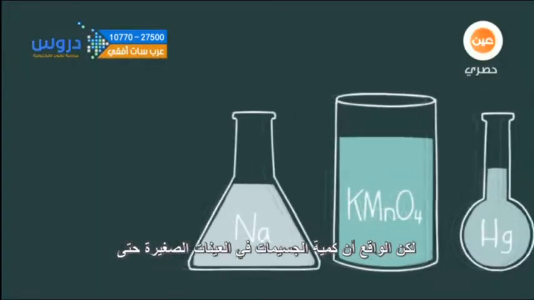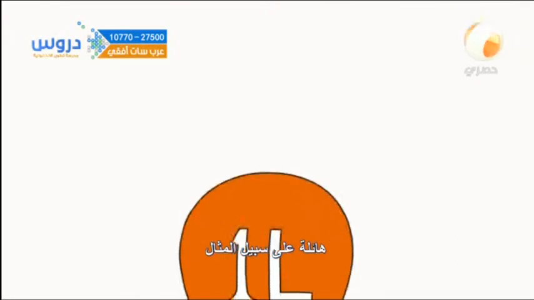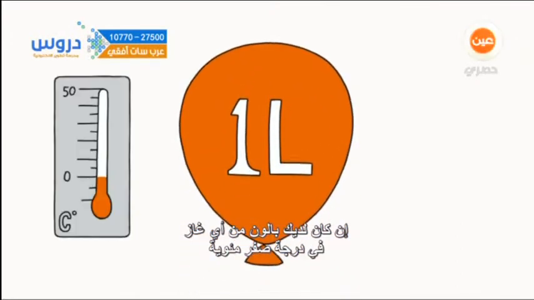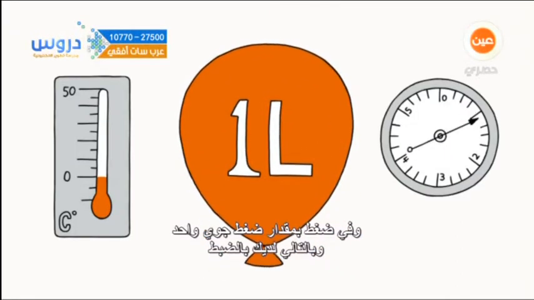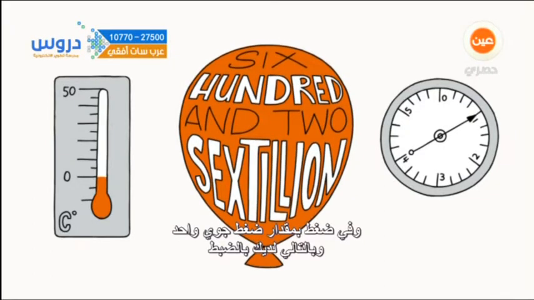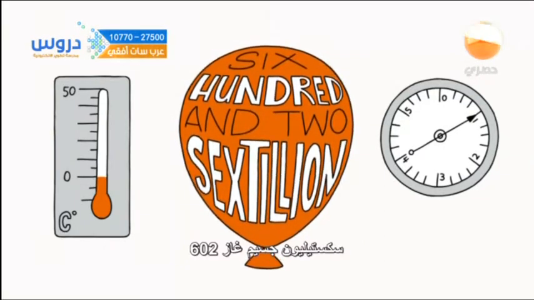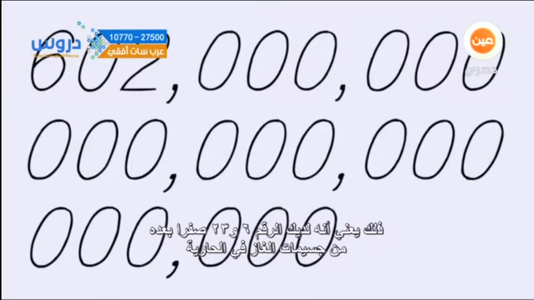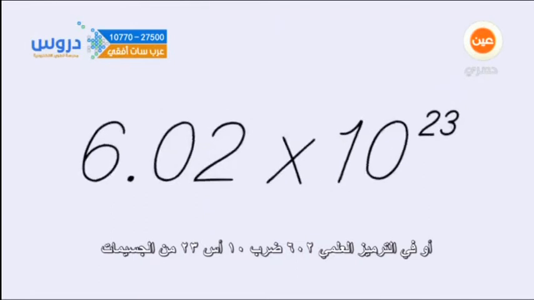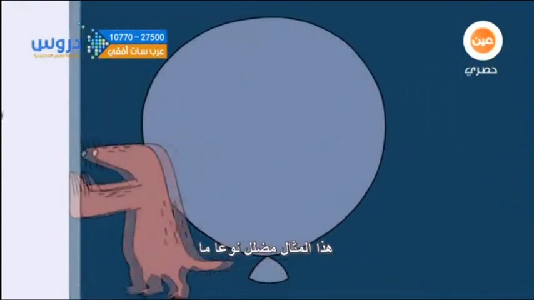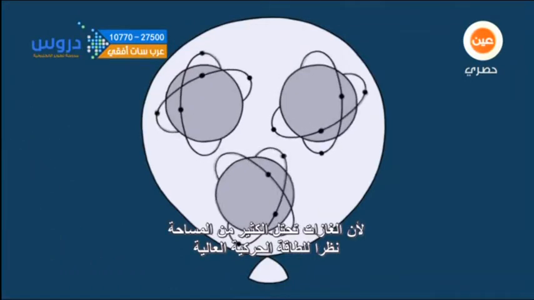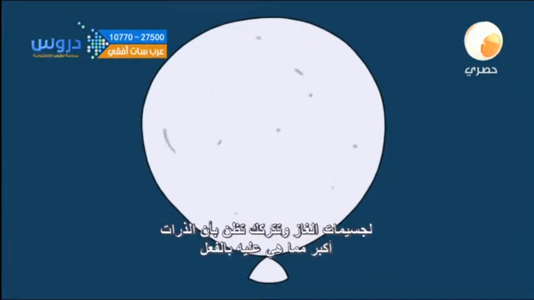Now the thing is that the amount of particles in even small samples is tremendous. For example, if you have a 1-liter balloon of any gas at 0 degrees Celsius and at a pressure of 1 atmosphere, then you have precisely 602 sextillion gas particles. That is, you have 6 with 23 zeros after it particles of gas in a container. Or in scientific notation, 6.02 times 10 to the 23rd particles. This example is a little misleading because gases take up a lot of space due to the high kinetic energy of the gas particles, and it leaves you thinking atoms are bigger than they really are.